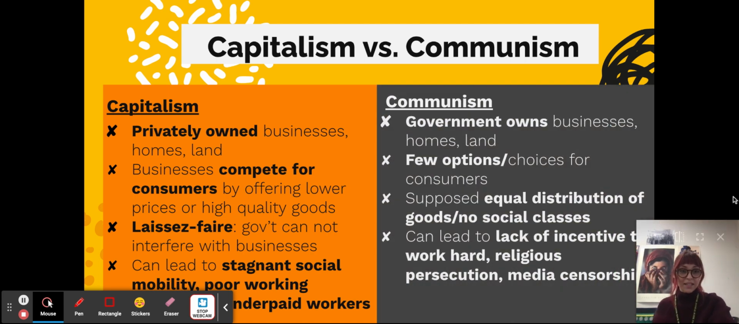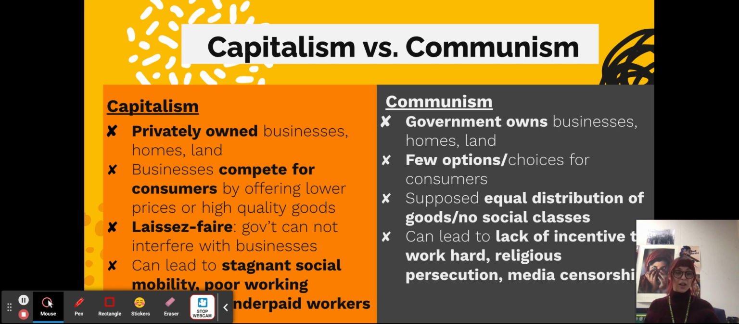So communism is very different from capitalism. So under communism, the government owns the businesses, homes, land. You cannot privately own something. So again, if I had an invention, I could not go out and start my own business. The government would have ownership of all businesses.